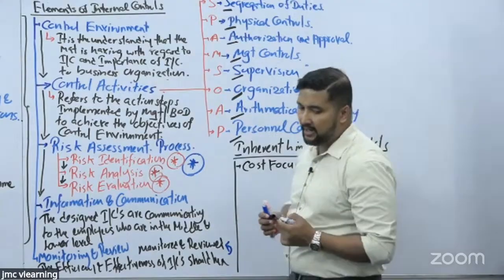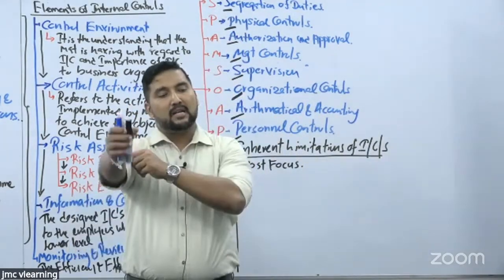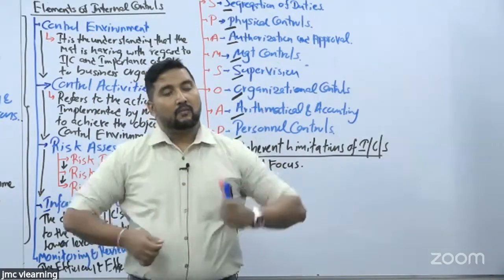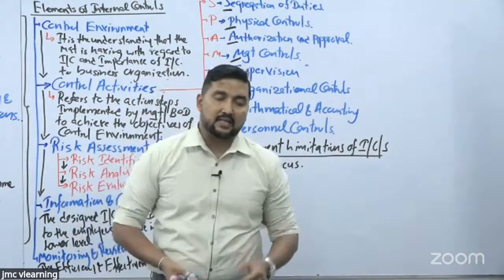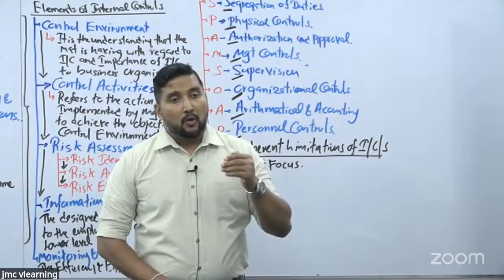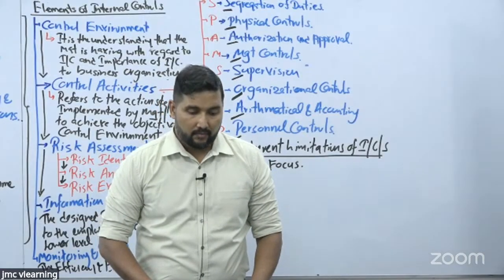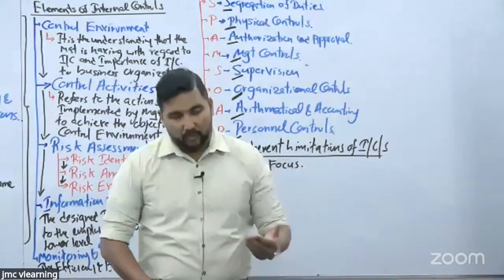So the first inherent limitation is referred to as what? Cost focus. So what do you mean by cost focus? Okay, let me ask a small question. What is the end objective of a business organization? To make a profit. Yes, to make a profit.